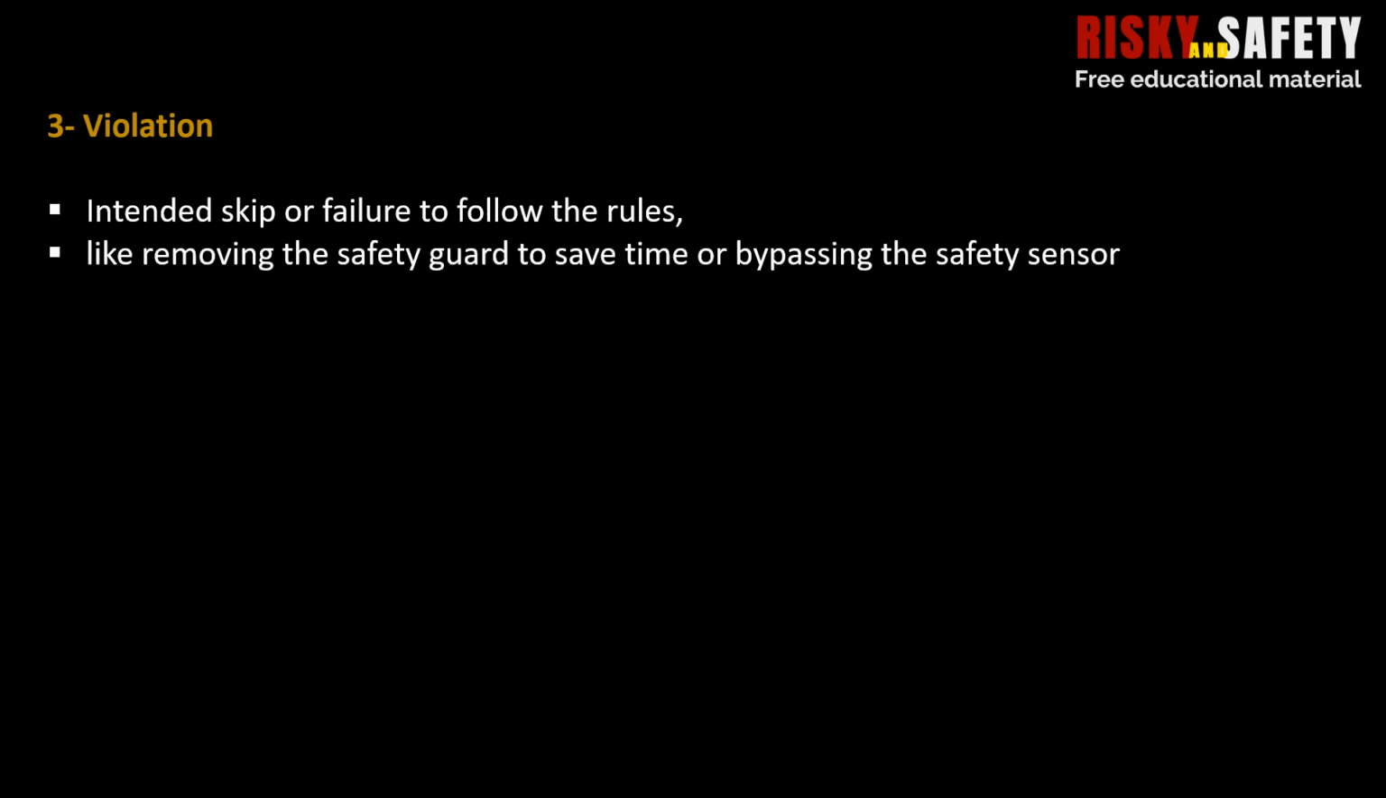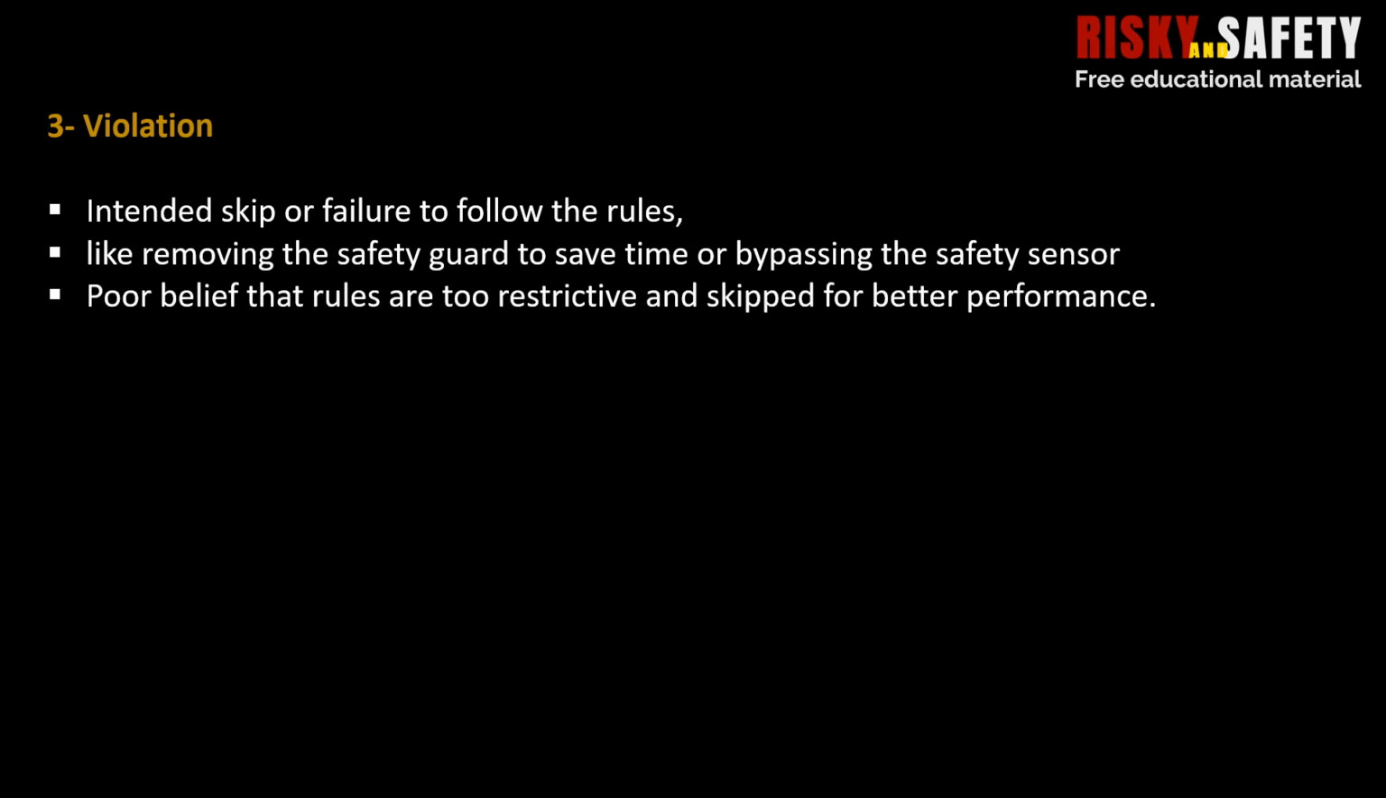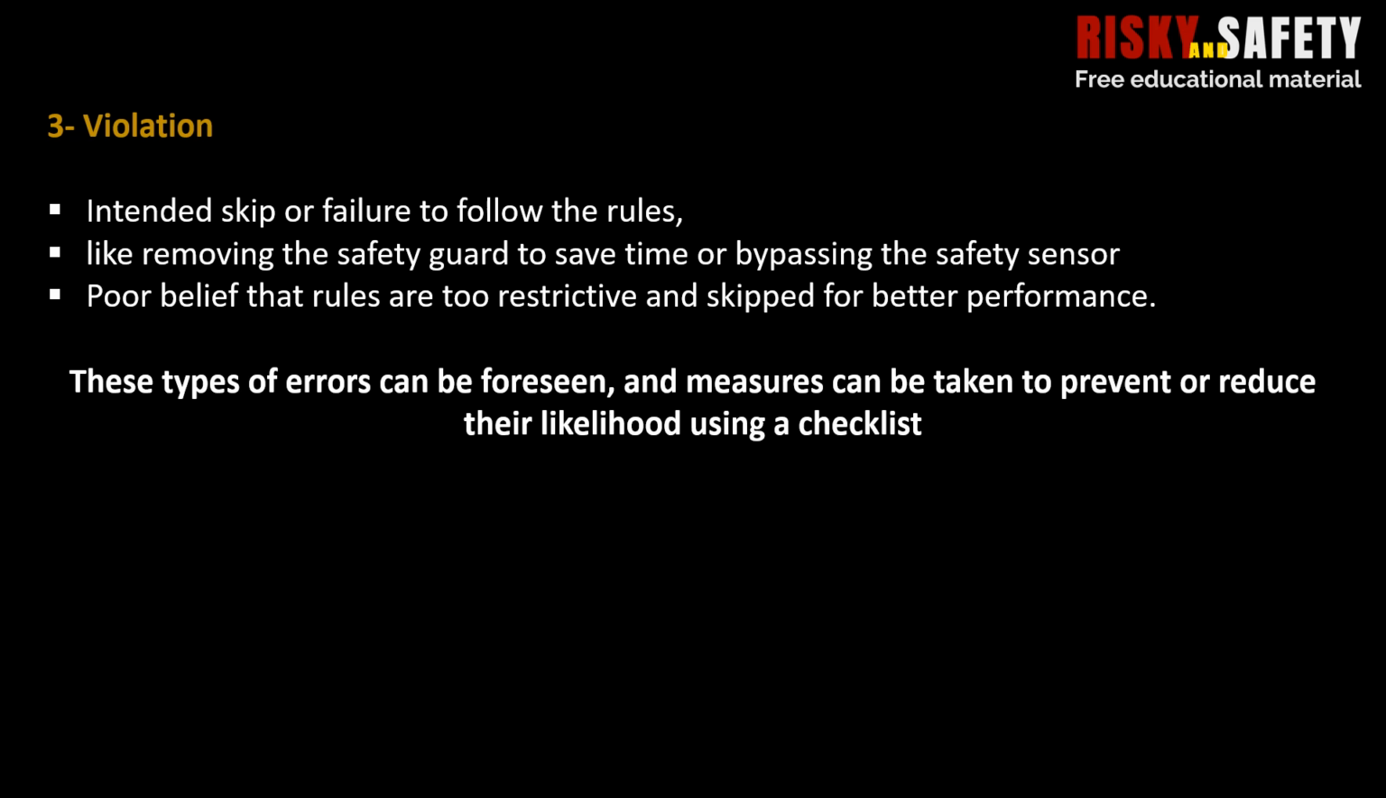Violation. Intended skip or failure to follow the rules, like removing the safety guard to save time or bypassing the safety sensor to accelerate the process. Such attitudes are based on the poor belief that rules are too restrictive and can be skipped for better performance. These types of errors can be foreseen and measures can be taken to prevent or reduce their likelihood using a checklist.